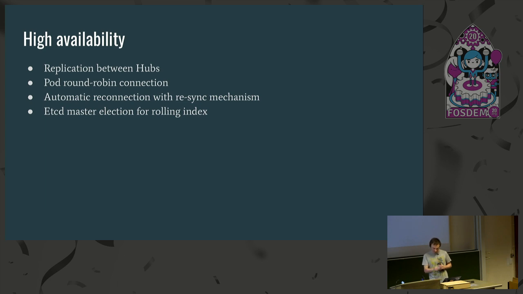And for the rolling index, this has to be done on a single hub. So we have a master election, and for this we use etcd.